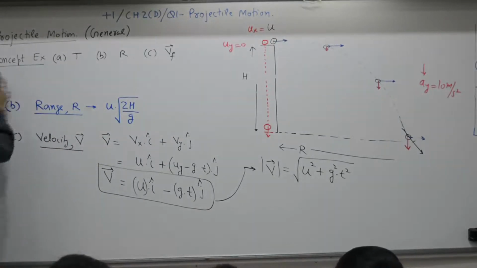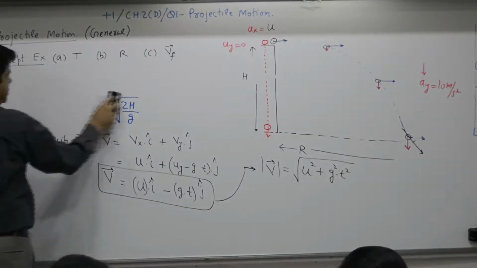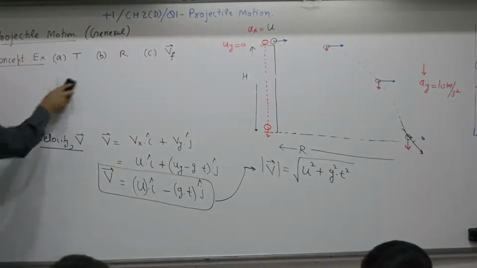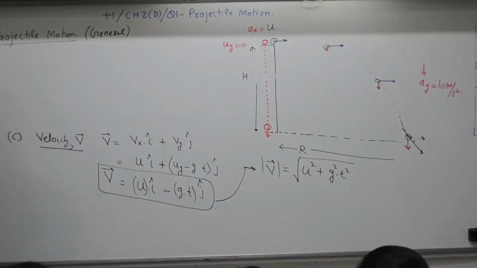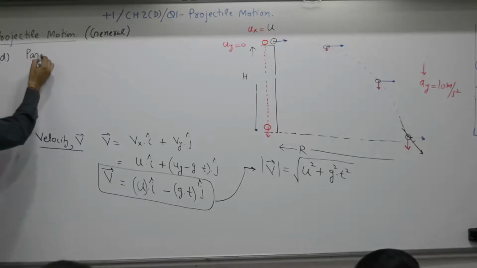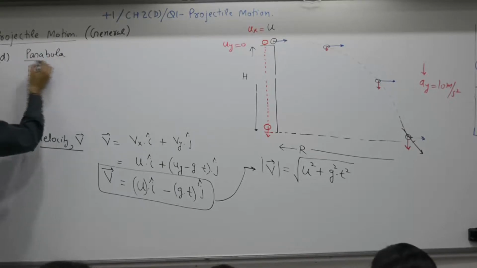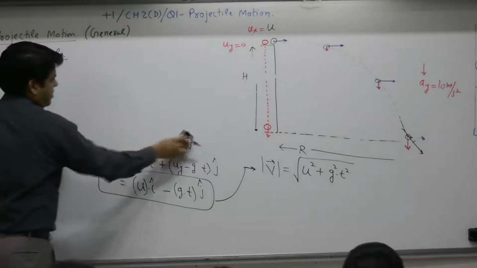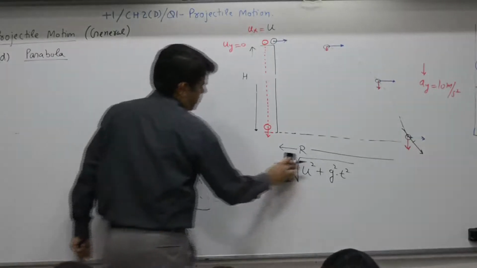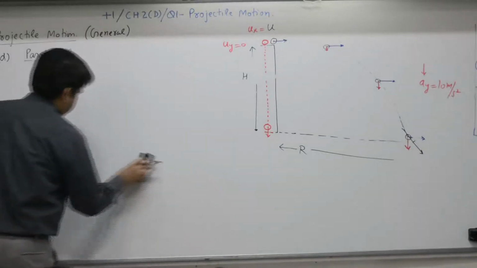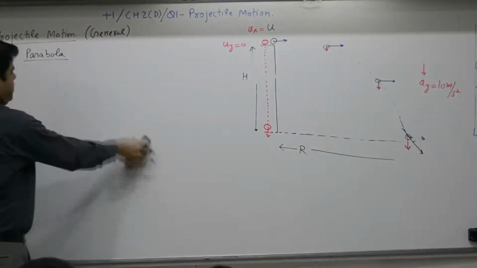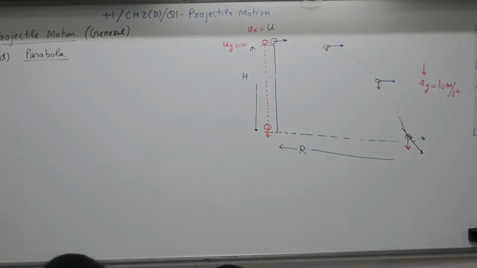And the last part, D part of this, we have to prove that the path followed is a parabola. That means the relationship between x and y. Write relationship between x and t.